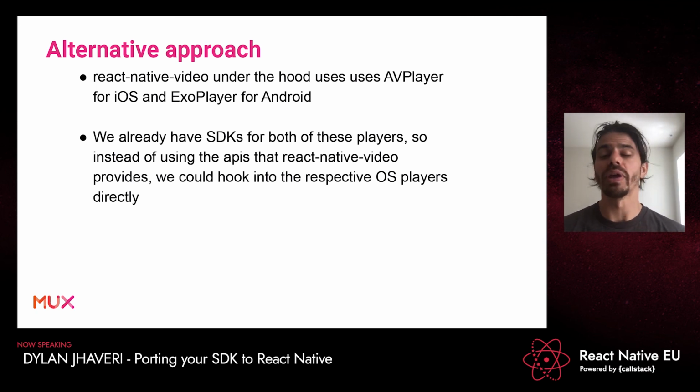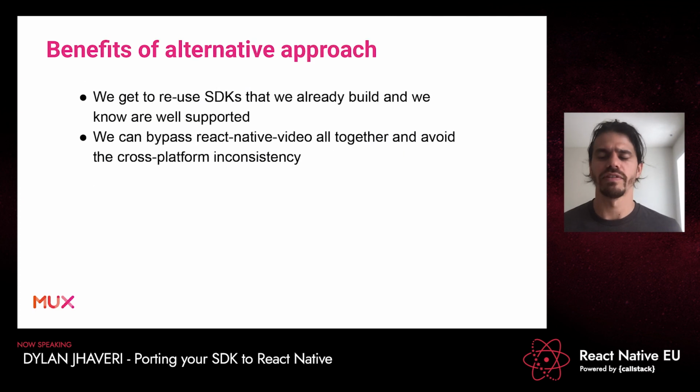So if we wanted to take an alternate approach here, we can bypass React Native Video entirely and hook into the underlying AVPlayer on iOS and the underlying ExoPlayer on Android. Then we can pull in our AVPlayer SDK and our ExoPlayer SDK, and just rely on those SDKs for monitoring those underlying players. That has some benefits. We get to reuse SDKs that we've already built and that we know are well supported. The other benefit is that we can bypass React Native Video altogether and avoid the cross-platform inconsistencies that we're running into. That would be the main motivation.